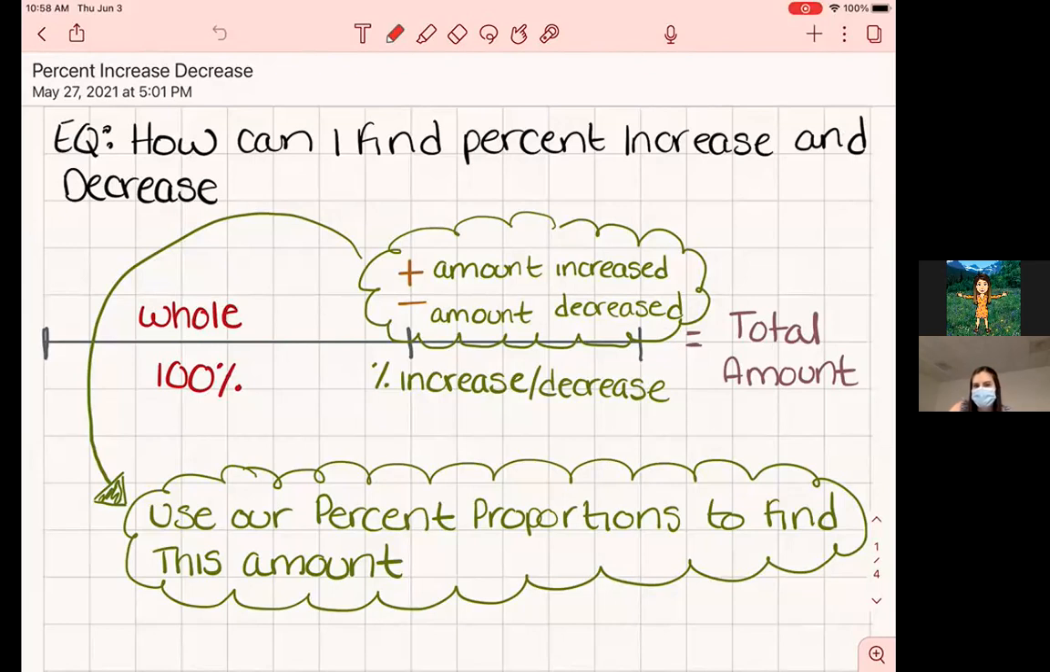So what I would like you to do is copy down this essential question. And then we are calling what you see here a line diagram. So go ahead and copy this whole thing down, and then we're just going to practice it a whole bunch. So our essential question today is finding percent increase and decrease.